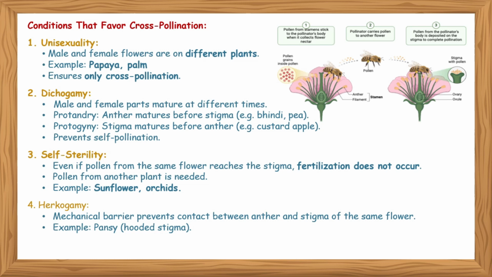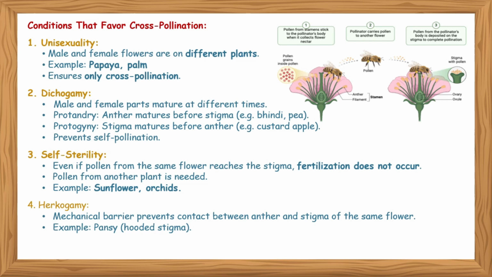Now let's study conditions that favor cross pollination. Unisexuality: male and female flowers are on different plants, for example papaya, palm, etc. It ensures only cross pollination. Male and female parts mature at different times. Protandry: anther matures before stigma. Protogyny: stigma matures before anther. Example of protogyny is custard apple, and an example of protandry is the wind pea, etc. Dichogamy prevents self pollination.